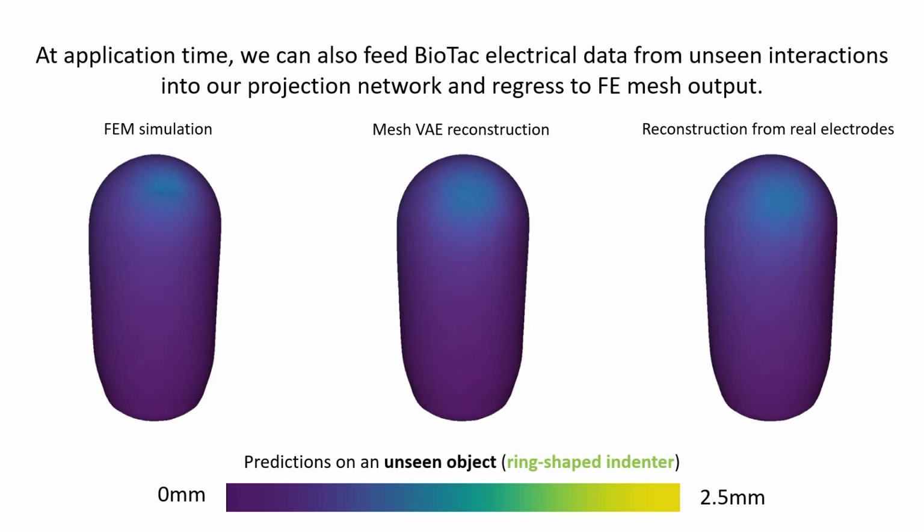Here is another example of our method working on a ring-like object, which was not seen in the training set. We cannot reconstruct the interior circle of the ring indentation, but can still accurately estimate the contact patch.